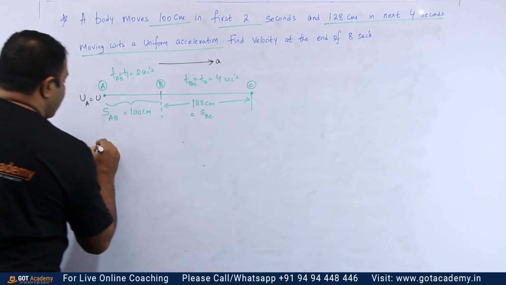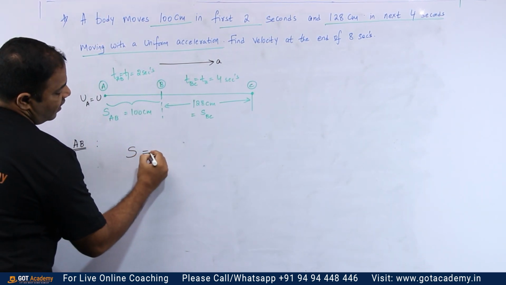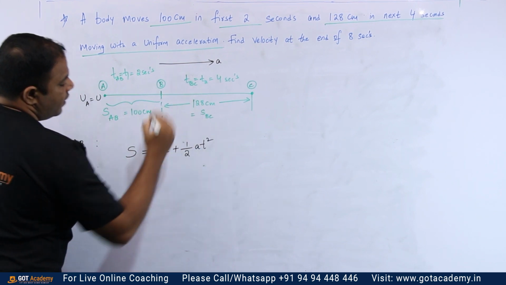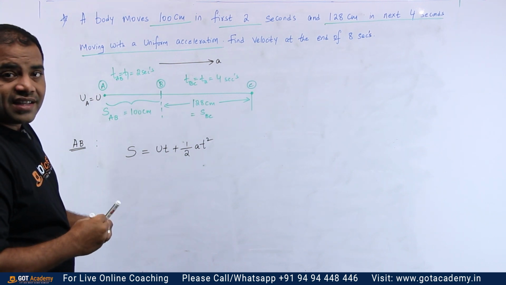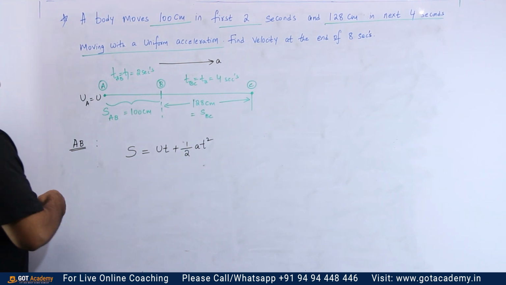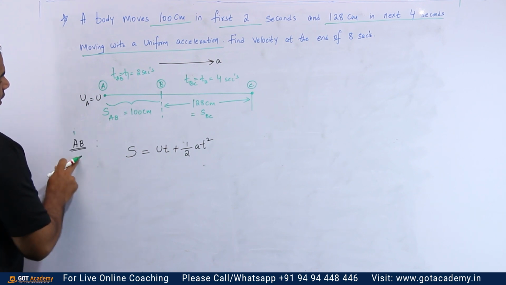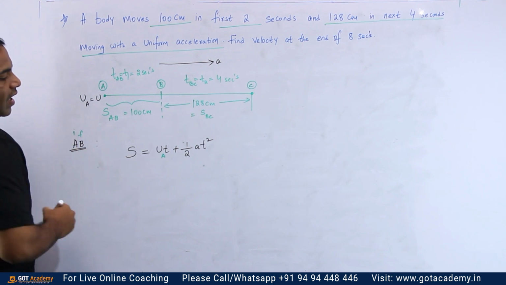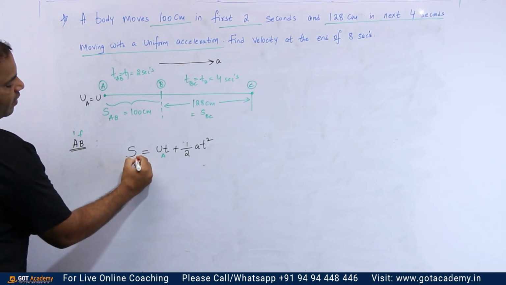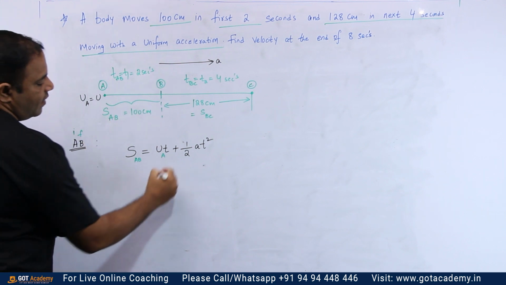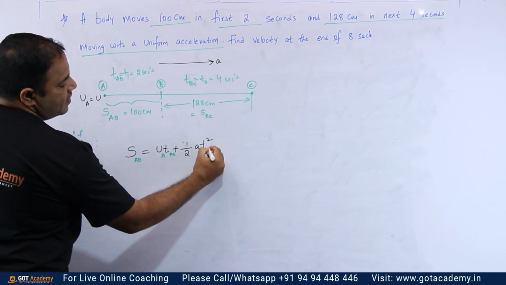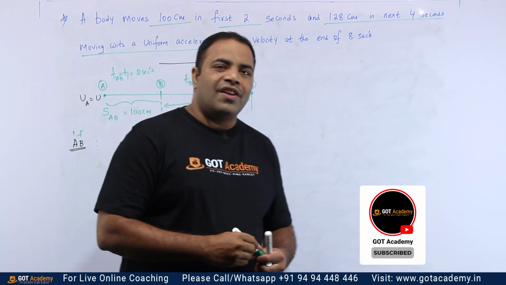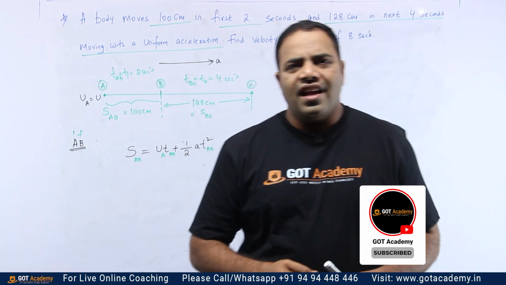So from equation 2, you could write it as S is equal to ut plus half a into t square. The most important part here is the suffix. So coming to the suffix, A here is the initial point, and B is the final point. So the total distance is from A to B. So I write here that A to B is the distance, and the time taken is also from A to B. Nothing to write about acceleration, because the whole journey is covered under uniform acceleration.